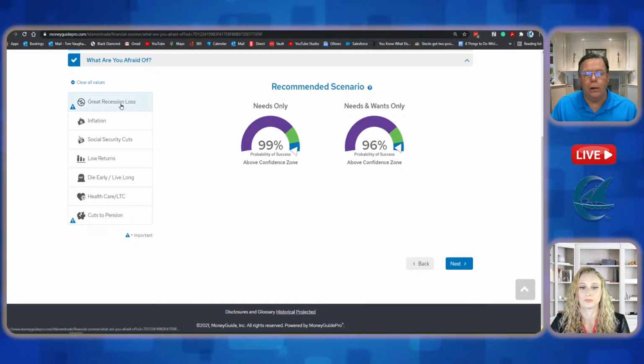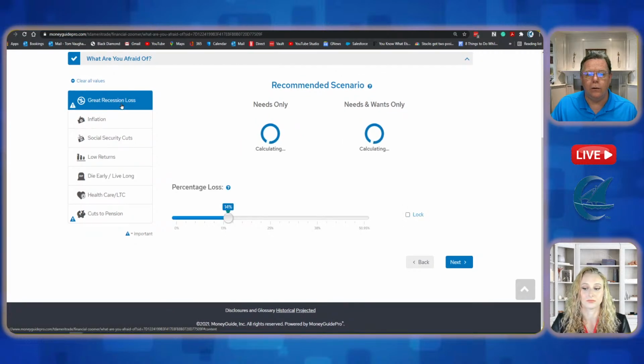So the first one I'll click on here is just Great Recession loss. What the program's doing is saying, okay, tomorrow the Great Recession is going to start, which is what we had back in 2008. The S&P 500 dropped about 53%. It took 5 years to come back. What would happen to Mr. and Mrs. Sample in that scenario?